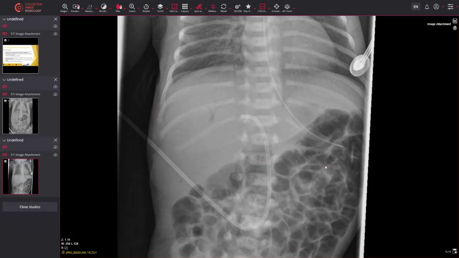You can see this patient's also got an NG tube and the tip's positioned within the region of the stomach there. The bowel gas pattern looks within normal limits. There doesn't look to be any bony abnormality there.